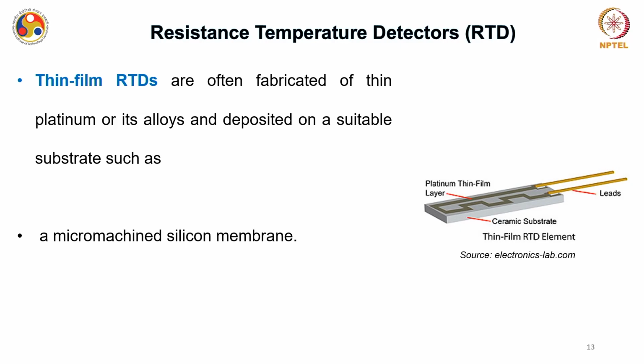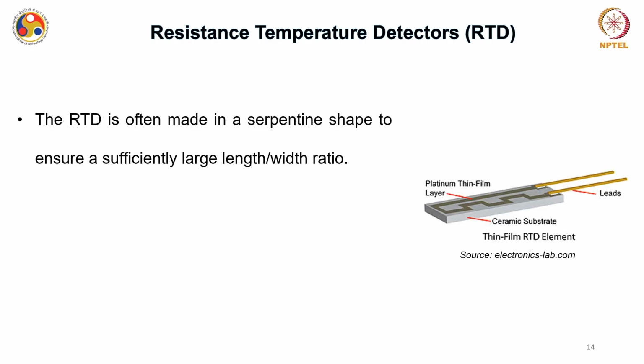So thin film RTDs are mostly fabricated of thin platinum or its alloys deposited on a suitable substrate, like micro machined silicon membranes, or you can also have it on mica and so on. Okay. And if you see this structure, it looks like a kind of serpentine, zigzag on this substrate. This is made in this structure mostly to ensure a sufficiently large length to width ratio. So if you see, the length is very large compared to the width, and this gives you better efficiency.